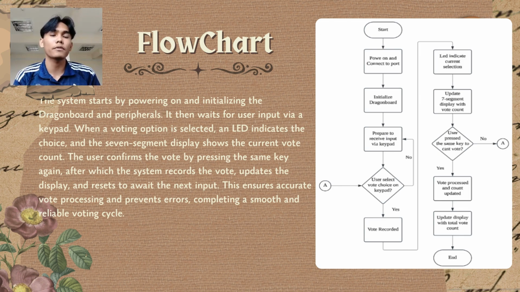For example, the user selects their vote choice on the keypad. If the user selects to vote for candidate 1, the vote will be recorded, and the LED will indicate which candidate the user is currently voting on. If the second user chooses to cast the vote for the same candidate, the vote will proceed and the count will be updated, and the display will be updated with the total vote count. But if the second user chooses to vote for candidate B, it will loop back to the user selecting their choice on the keypad.